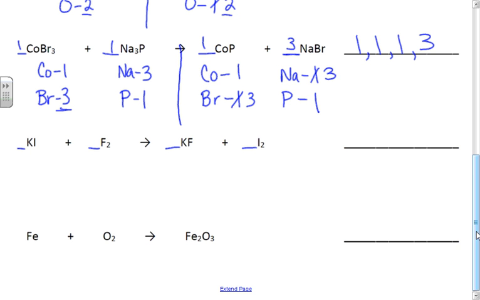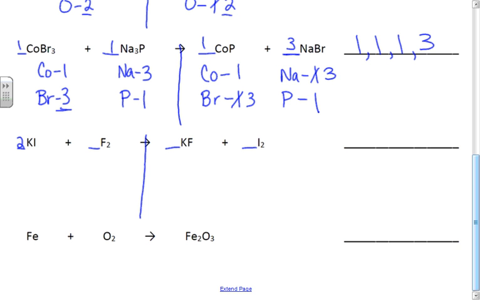And you might be able to just look at it and see, well, what does not match on both sides. It's still kind of helpful to draw our line. And you can look at K. There's a K on both sides. That's good. You can look at I. And you can see we start with 1 I, but on the product side, it's I2. There's 2 of them. So we have to put a 2 out front.